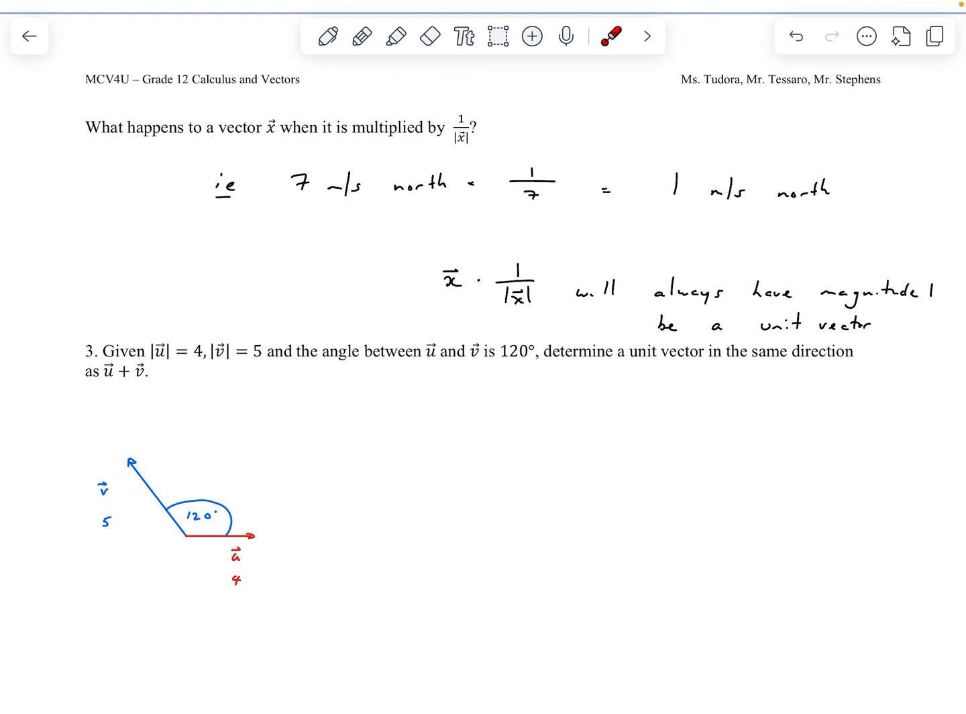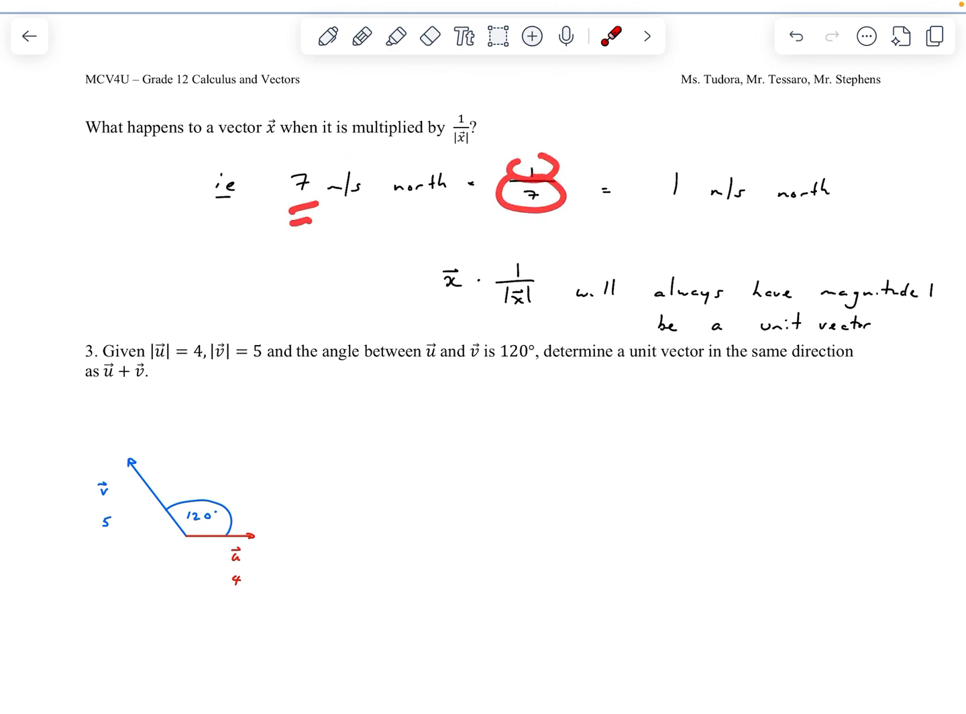I've started it already. What happens to a vector when it's multiplied by 1 over its magnitude? And remember, when we put the absolute value signs on a vector, it means the magnitude, the size of the vector. So what happens to vector x when it's multiplied by 1 over the magnitude of x? And I've done an example here. Here's a vector x. It's got size and direction, multiplied by 1 over its magnitude.